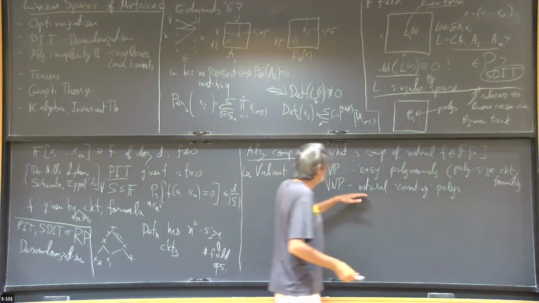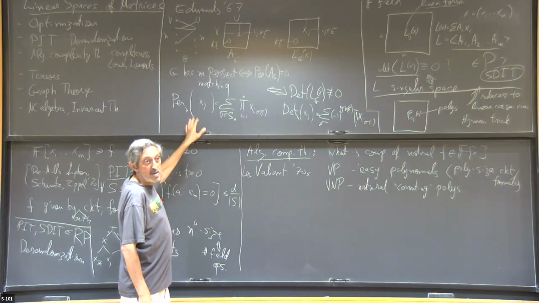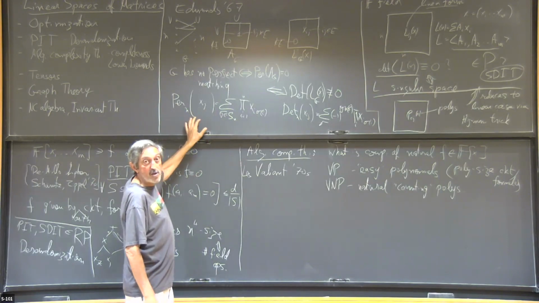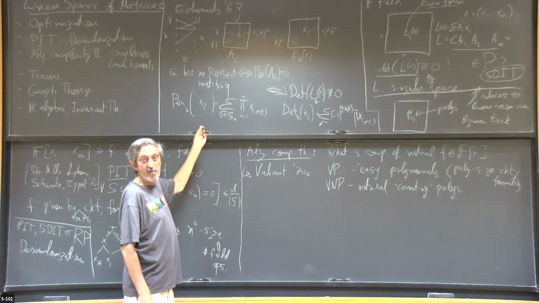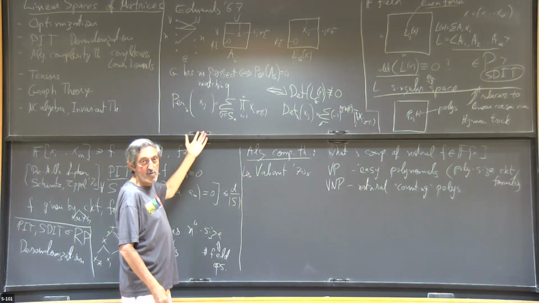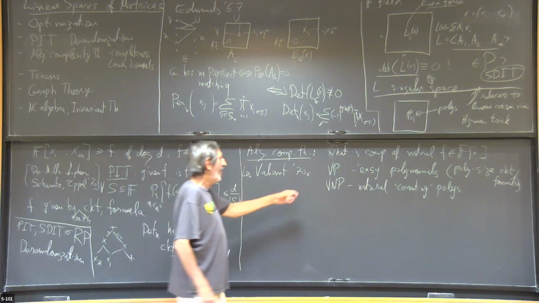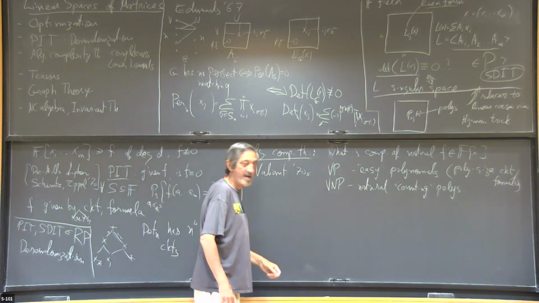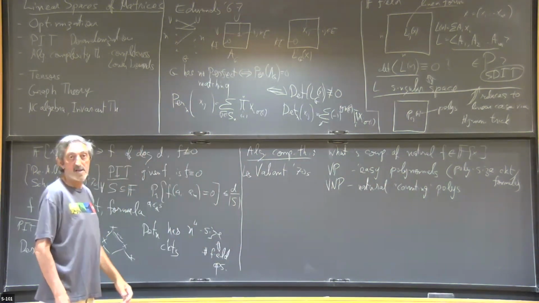I'm not going to define this, but you have already seen the permanent polynomial. When you evaluate it on a 0, 1 matrix like this, it counts the number of perfect matchings. So it's very naturally associated to counting. And I don't need to define it because I'll define it through a complete problem. So both of these classes have complete problems.